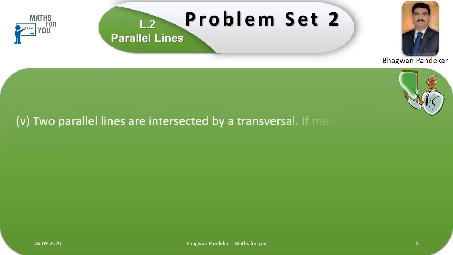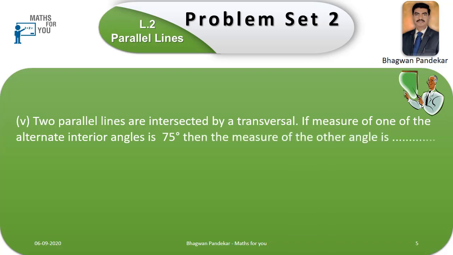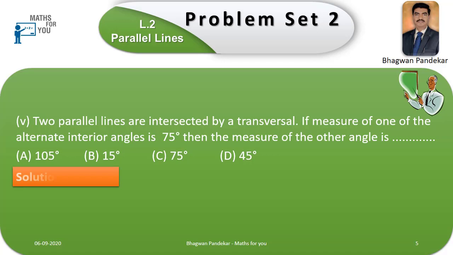Fifth example, two parallel lines are intersected by a transversal. If the measure of one of the alternate angles is 75 degree, then the measure of the other angle is. Here the given alternatives are A 105 degree, B 15 degree, C 75 degree and D 45 degree. The correct alternative is C 75 degree.